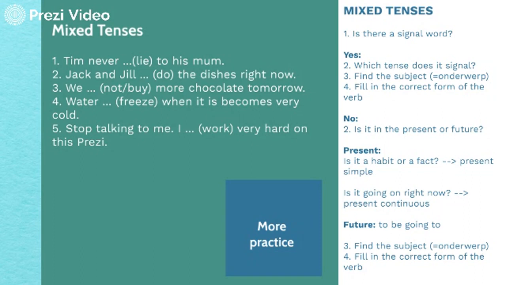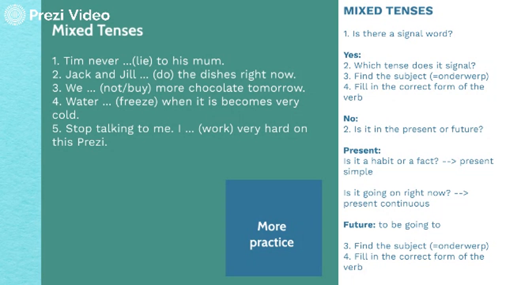Okay, so Tim never lied to his mum. So the word lie is what we have to change here. Is there a signal word? Yes, never. So never is a signal word for the present simple. Tim is our subject on the verb, so it's a he, so that becomes lies.